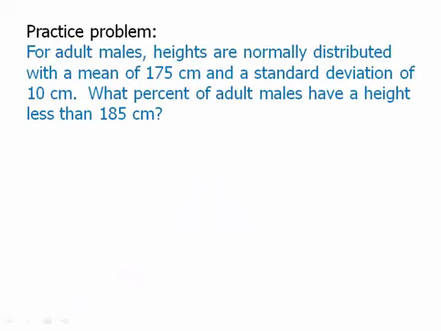Here's a practice problem. Pause the video and then we'll talk about this. So this is approximately true. For adult males, heights are normally distributed with a mean of 175 centimeters and a standard deviation of 10 centimeters. What percent of adult males have a height less than 185 centimeters? Well, notice that 185 is 175 plus 10. In other words, the mean plus 1 standard deviation. So we want to know how many people are below that point that is 1 standard deviation above the mean.